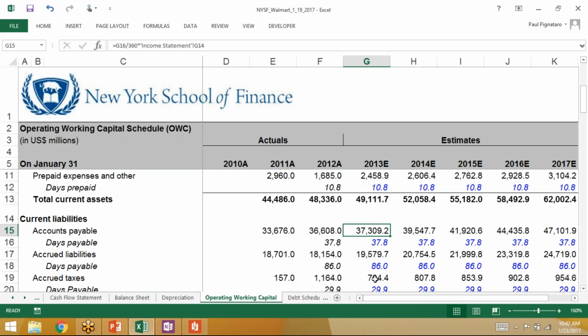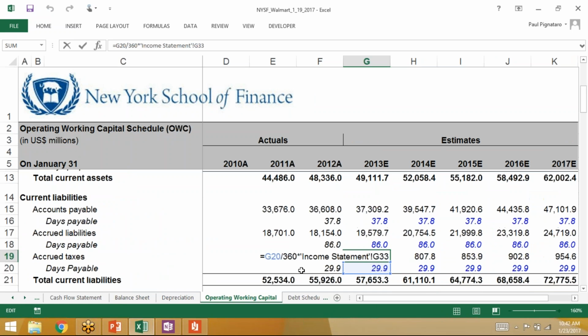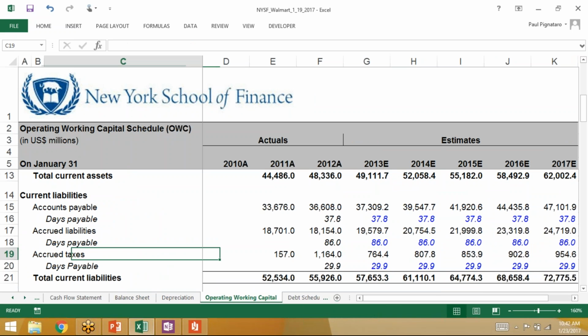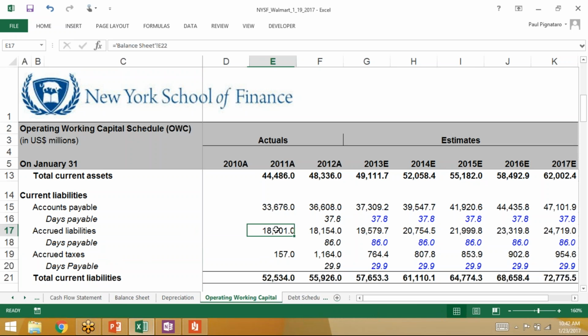accrued taxes. Now, I created a separate line item for it. You could have argued that this could be combined with accrued liabilities. And if you were to do that, I would have just combined it directly in here. I would have just merged the two rows and then just did 1807.701 plus 157. You could have done that too. It's a toss-up. And it's not going to affect the overall results so much if you see how we're projecting it. But in this case, I added the row.